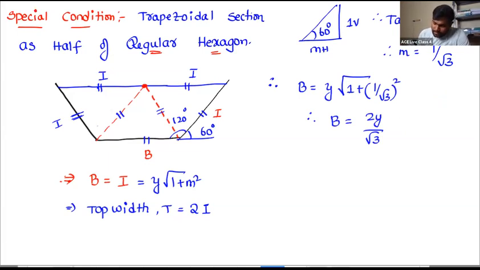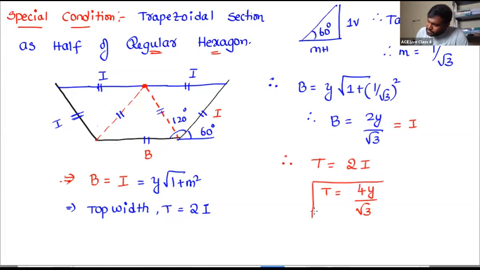And what is the top width, please? The top width is nothing but 2 times l, and you know that B is nothing but l, which is equal to 4y by root 3. What is the top width? 4y by root 3. Because once I know the base width is nothing but l, the top width is equal to 4y by root 3. So that's it. Once I know the top width, now come to the area.